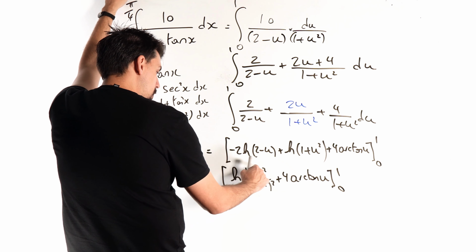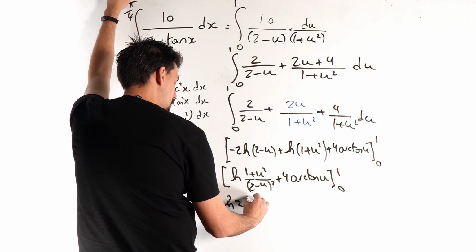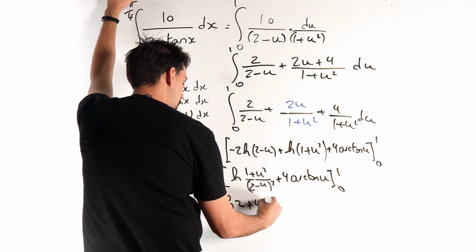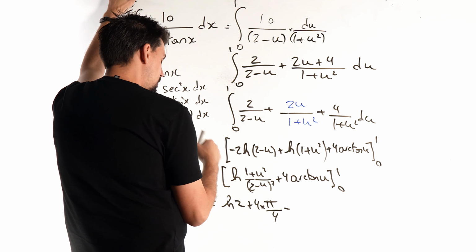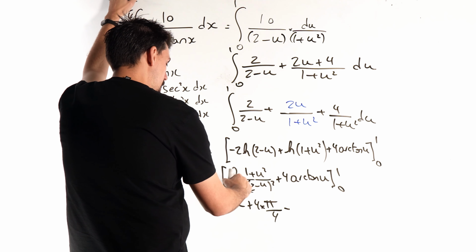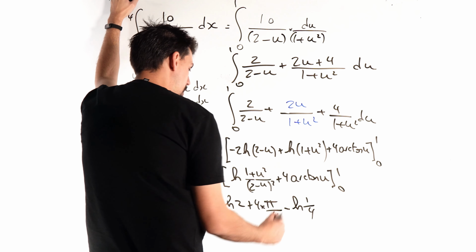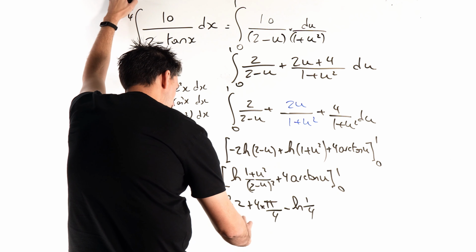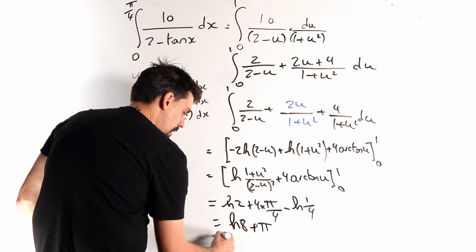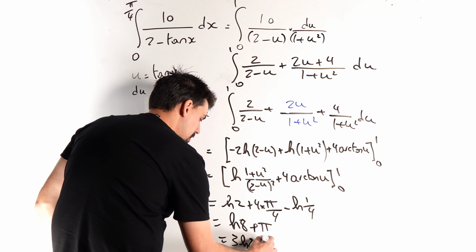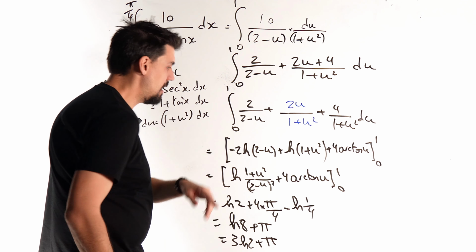So let's put 1 in. What do we end up with? Ln of 2 over 1. We get ln 2 plus 4 times arctan of 1, which is pi over 4, minus, let's put 0 in, ln of a quarter, and then arctan of 0 is 0. So this is going to become ln 8 plus pi, also known as 3 ln 2 plus pi. Rules of lns, y'all. 2 divided by a quarter is 8.